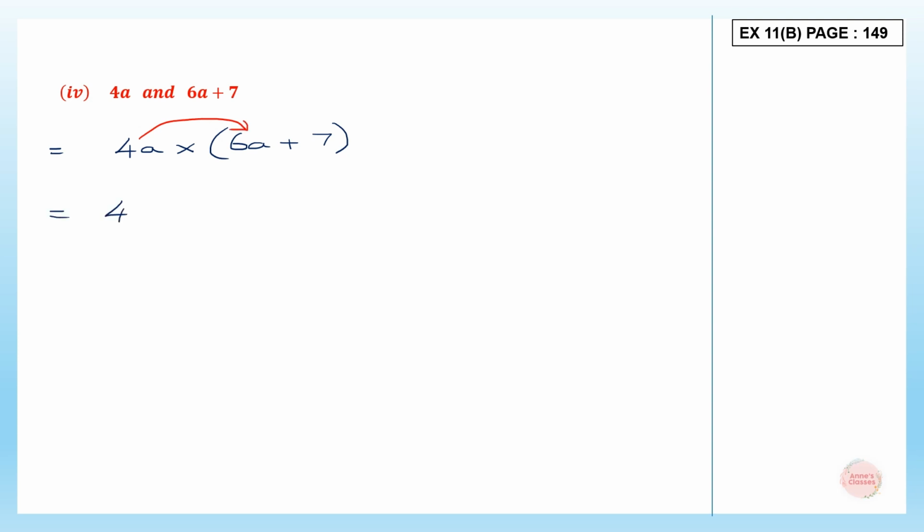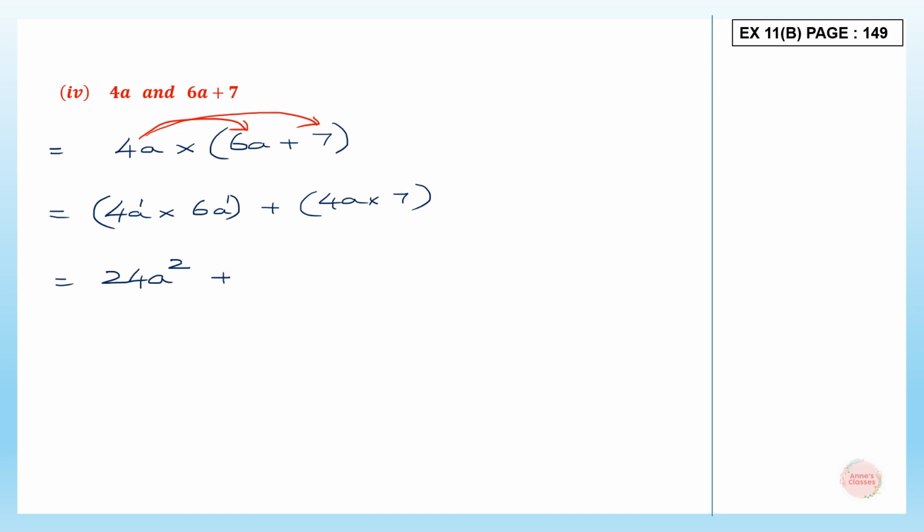So this becomes 4a into 6a plus, now we are going to multiply 4a into 7. So that will be 4a into 7. So let's multiply this. So here we have 4a into 6a. First multiply the numerical coefficient. 4 into 6 is 24. So here we have 24. Then we have a to the power of 1 into a to the power of 1. a to the power of 1 plus 1, which is 2. Plus, let's go to the next one.